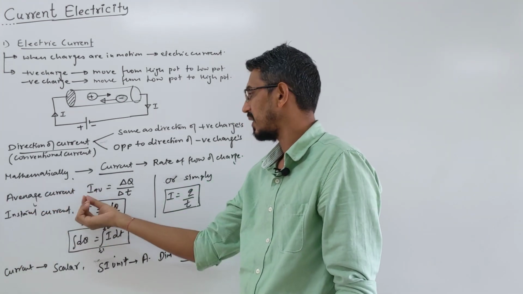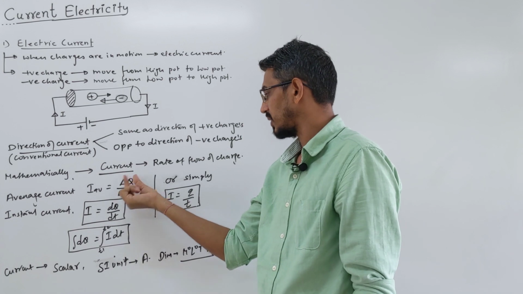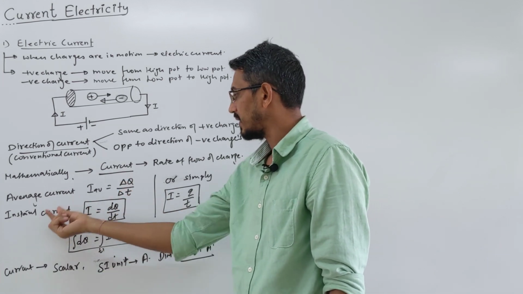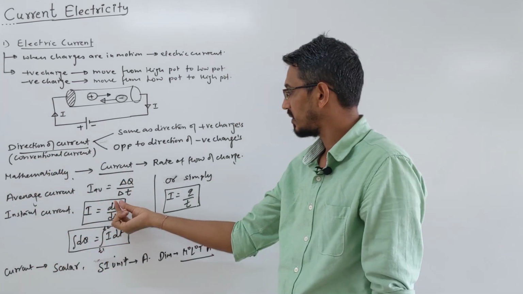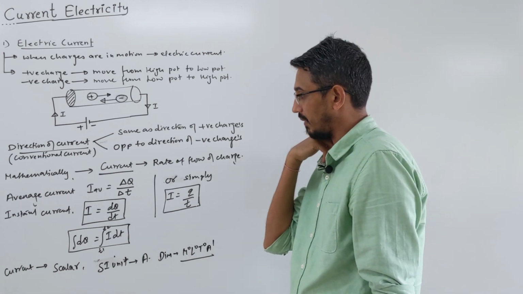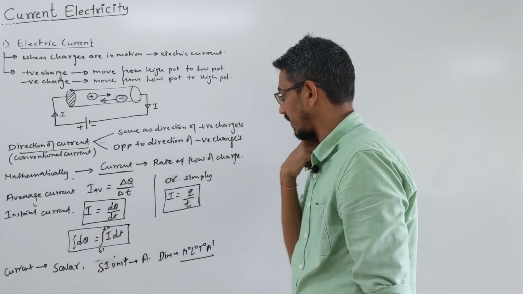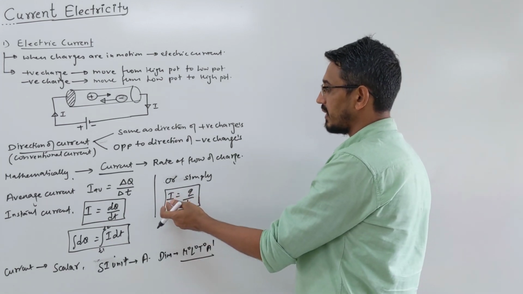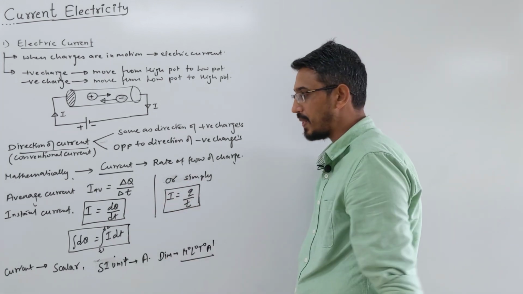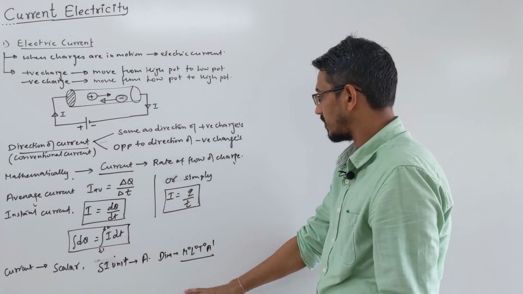Okay, then you can say instant current and average current. Average means a big charge over some big time, and instant means at a particular point you are asking, so just differentiate. You can find the charge flowing also by integrating on both sides. Simply, current is nothing but charge by time. Unit and dimension, all you have understood.